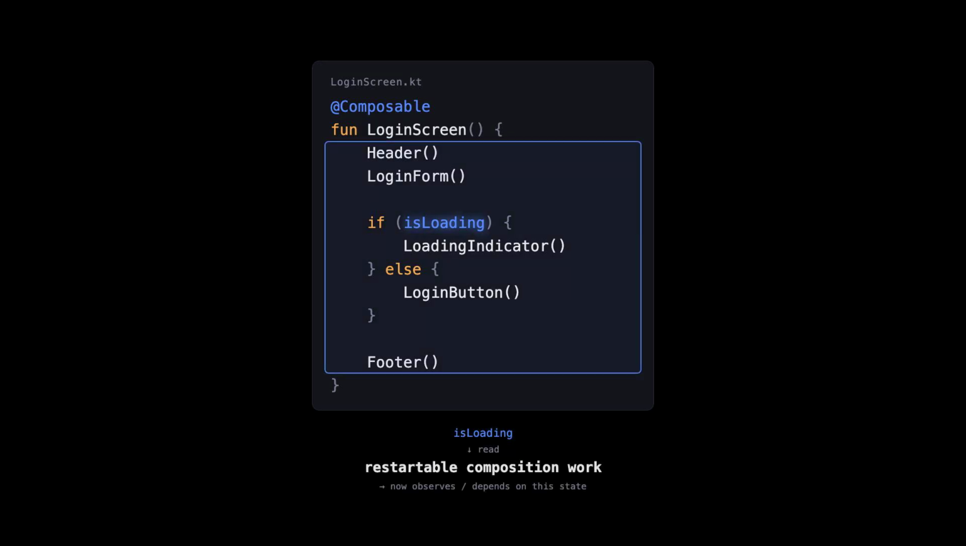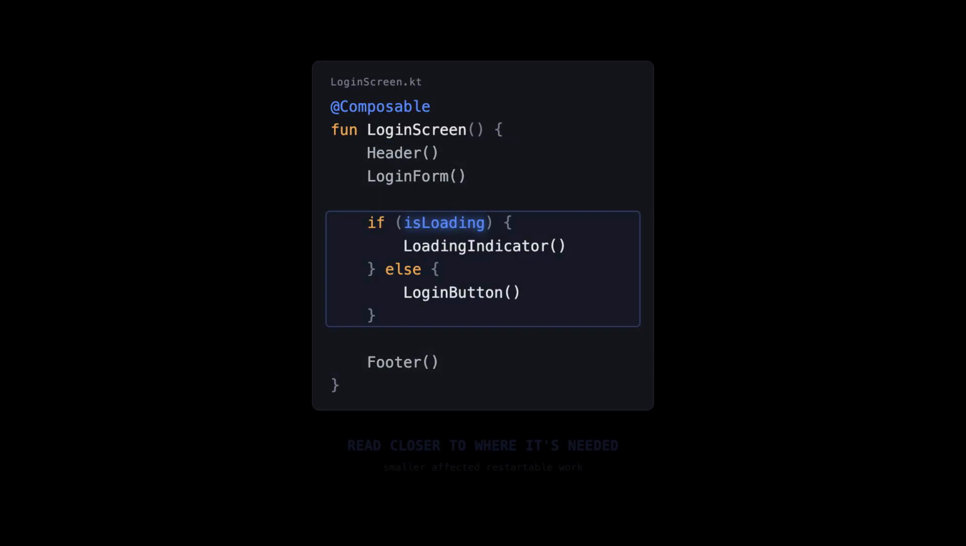Exactly. When you read a mutable state, like that isLoading flag, the Compose runtime actively records that action. It looks for the nearest enclosing restartable scope up the UI tree and effectively subscribes it to that state object. Ah, I see. So reading the value at the very top of the login screen means that entire screen becomes the subscriber. Yep. If the state changes, that whole block gets invalidated.